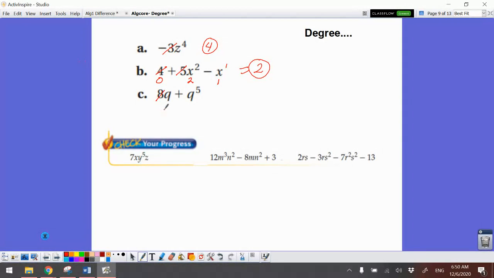This one, the 8 is gone. That's a 1. This one is a 5. The 5 is the biggest, so it's a degree of 5. Okay, so hit pause, see what you can do with these bottom ones.